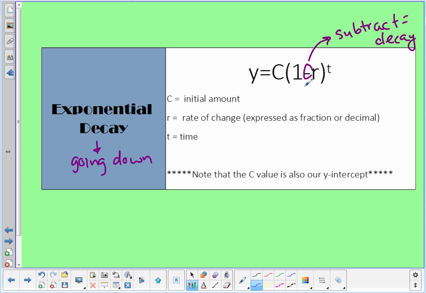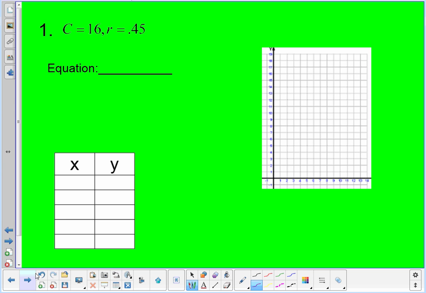C is still your starting amount, R is still your rate of change. If it's a percent, you need to either make it a fraction or a decimal. T is still your time, which we sometimes call X. Same thing. And then also recognize that C is always that y-intercept where x is equal to 0. So let's take a look at just graphing some of these things.